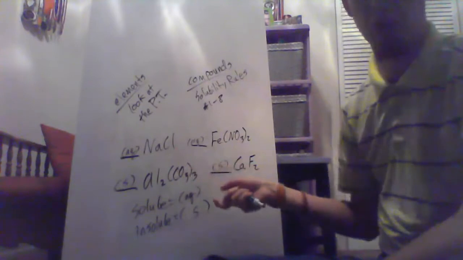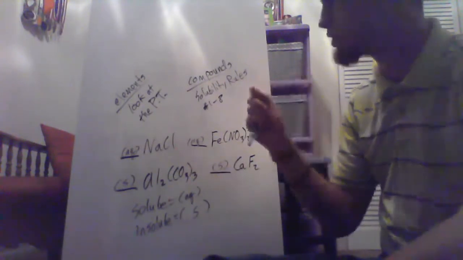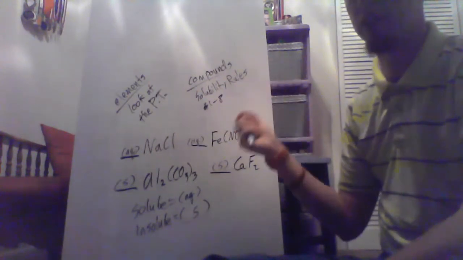So that's where you look at those, okay? Again, the solubility chart isn't just for telling double replacement reactions. You can do this with compounds every single time.